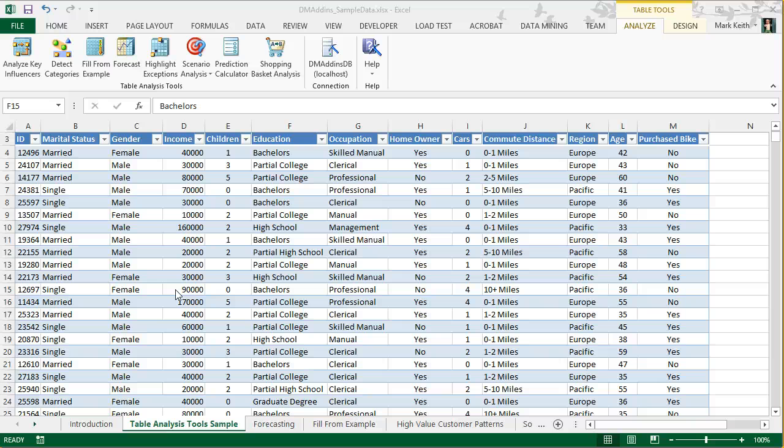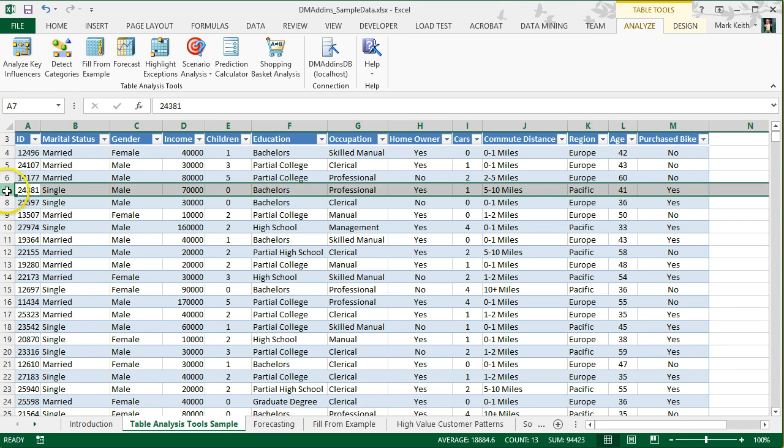What we can do is what's called train a model or create a prediction calculator, where someone can simply plug in the values of a particular row, like single, male, 70,000, 0, bachelors, and then have some prediction that says yes or no, they will or won't purchase a bike.